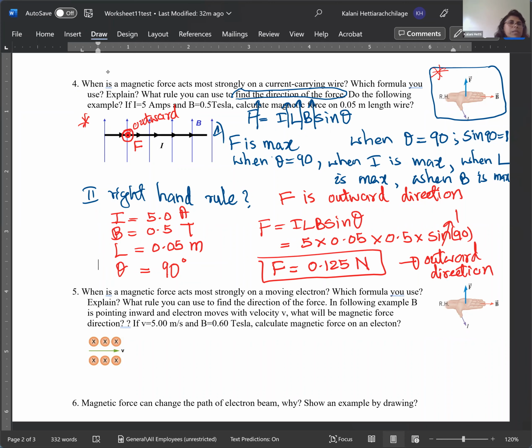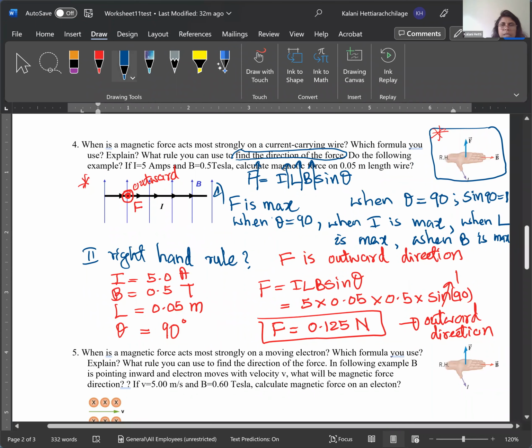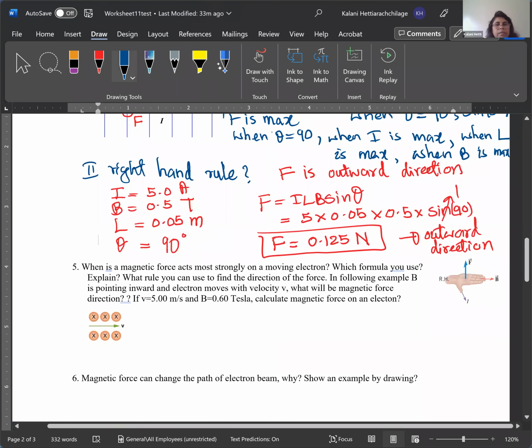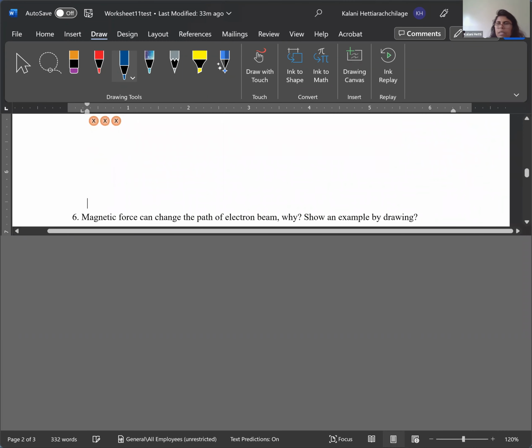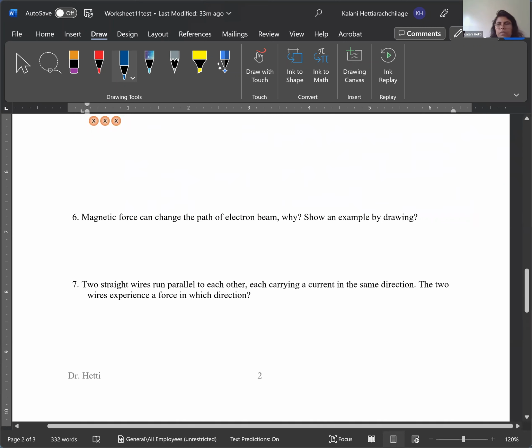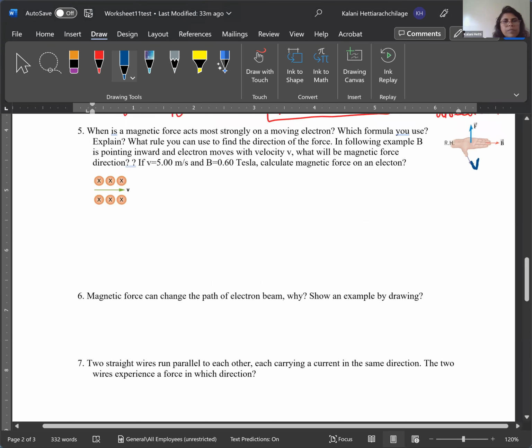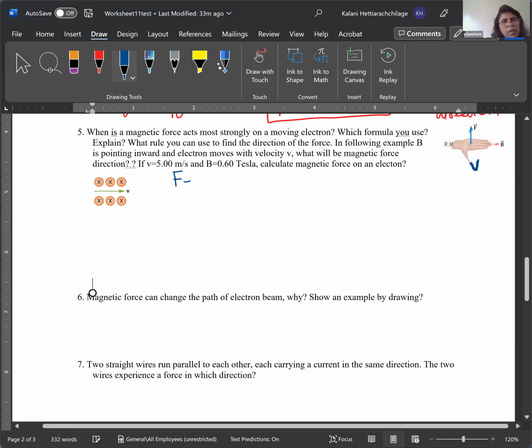Now let's move into the next question. It's a similar question, but now instead of current, I have velocity. I can use the same right-hand rule. Instead of current, now the thumb will be the velocity direction. So when does the magnetic force act most strongly on an electron? Let's think about this a little bit. The formula for this, as you know, is the other formula that we discussed: force equals Q V B sine of theta.